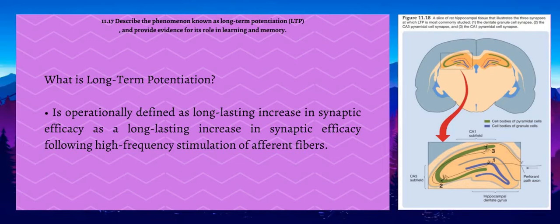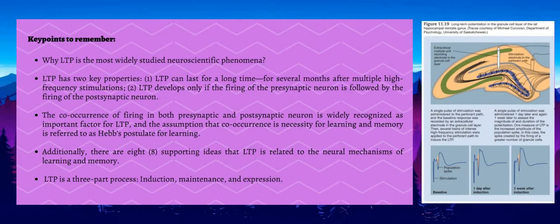Again, to summarize, there are three parts of this circuit. Synapse 1 is from the entorhinal cortex to the dentate gyrus via the perforant pathway. Synapse 2 is from the dentate gyrus to the CA3 by the mossy fibers, and synapse 3, the last synapse, is from CA3 to the CA1 via the Schaffer collaterals. Okay, let's dig into this more with figure 11.9.